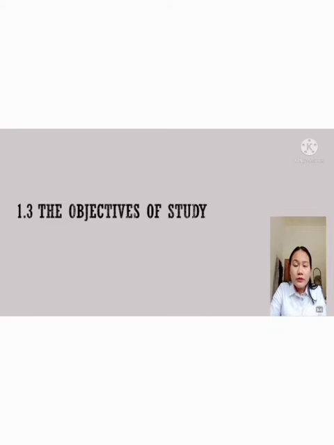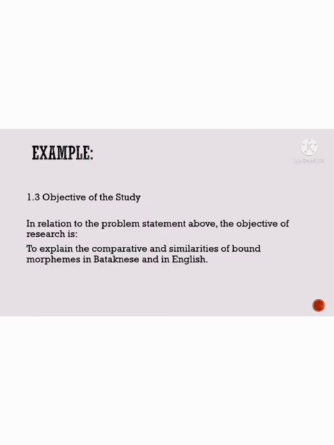The objectives of study is the part in the thesis that contains the answer to the questions in the problem of study, or in other words, it can be said that this part is the answer to why the research was carried out. Look at the example on the screen. The objective of the study in this thesis is to explain the comparison and similarities of bound morphemes in Bataknese and in English. Because as we know, the objectives of study must be the answer to the problem of study.